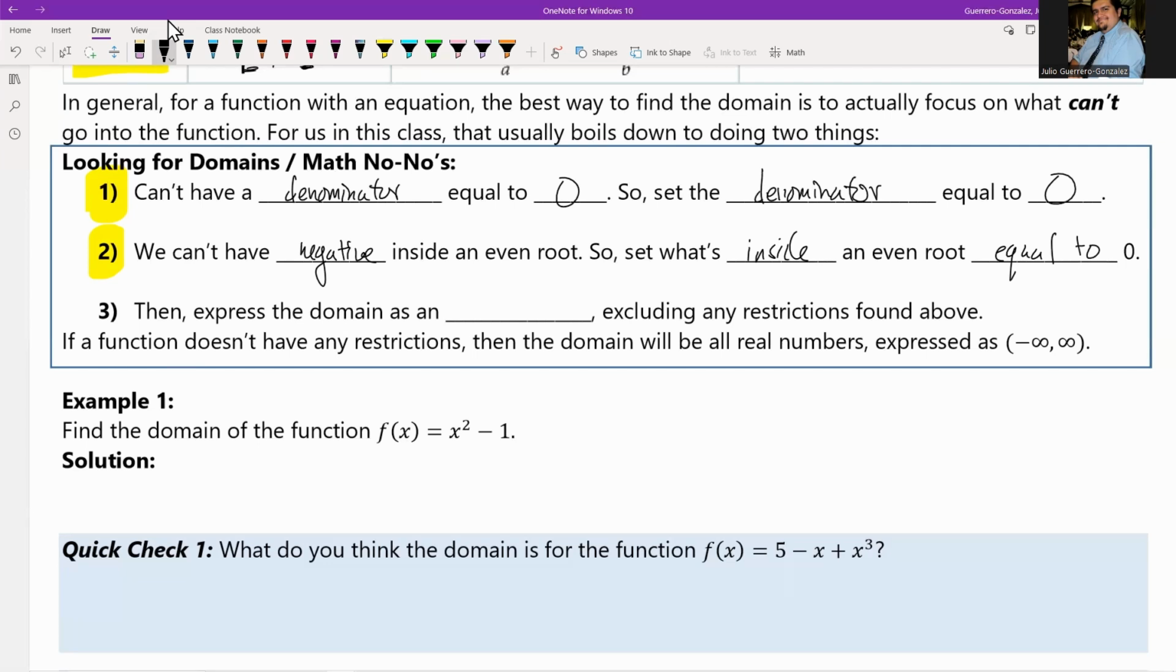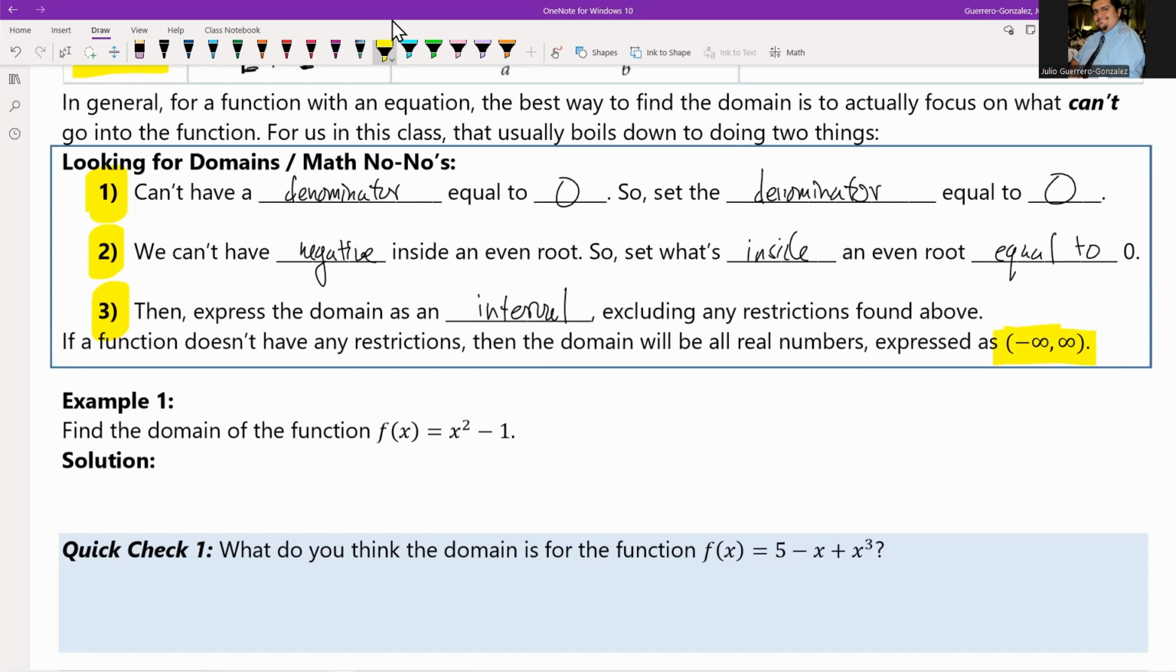And then the last thing, when we want to express domains, we want to express the domain as an interval or intervals, excluding any restrictions that we found from 1 and 2. If there are no restrictions, if we can plug in everything under the sun, if the function that we're playing around with doesn't divide by 0, and there isn't any negative inside of a square root, then what we have is a domain that is all real numbers. So we can say that it is from negative infinity to infinity. This says that the domain is all real numbers.